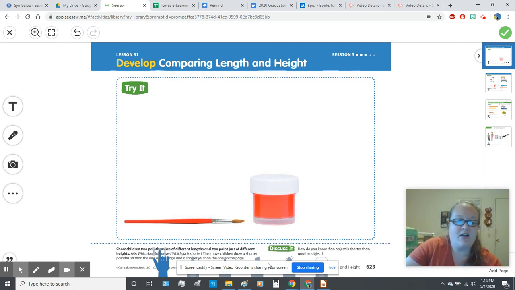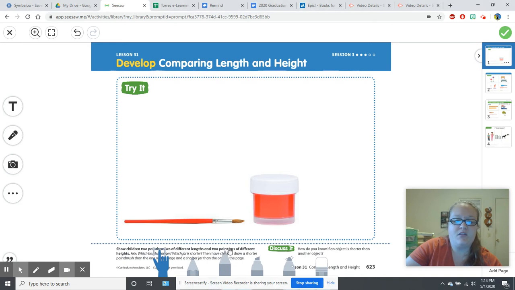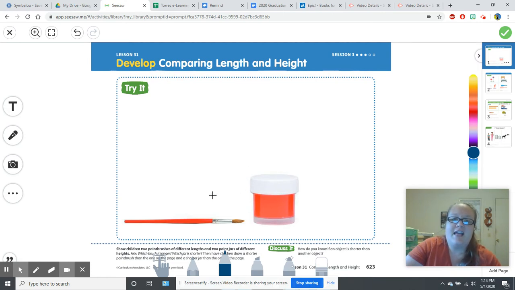Okay, so I'm going to use my tool here, my paint tool. I'm going to use blue, so it is different than the red that we have here. And I'm going to draw a paintbrush that is shorter than the red paintbrush here. I'm going to line up about the same length or spot here. So I'm going to draw my line so I know where to start. And I'm going to make a paintbrush that is shorter than that one. And I don't need you to be an artist, but if you want to, you can. So here's my paintbrush. All right.